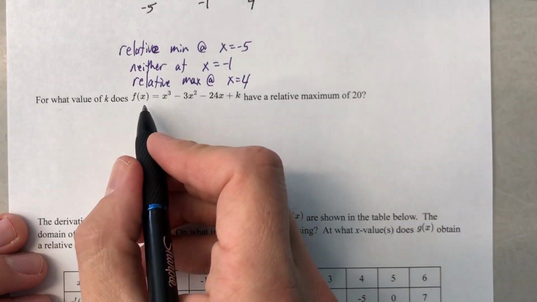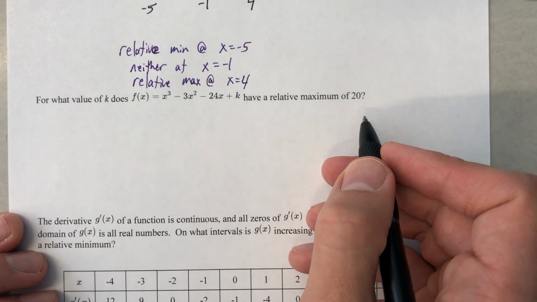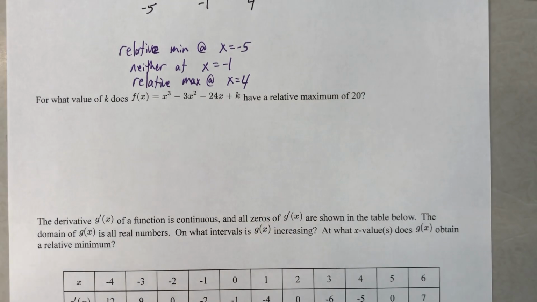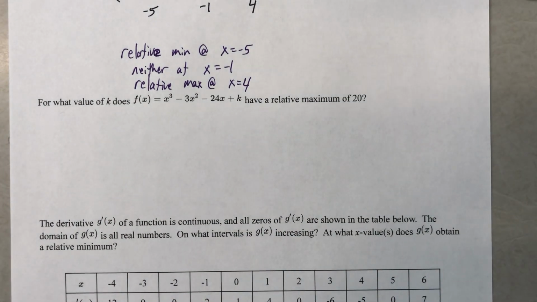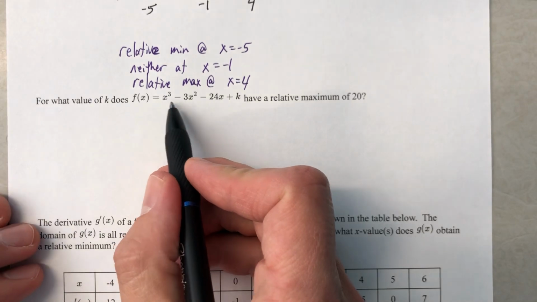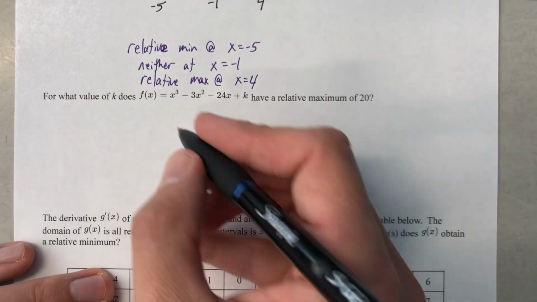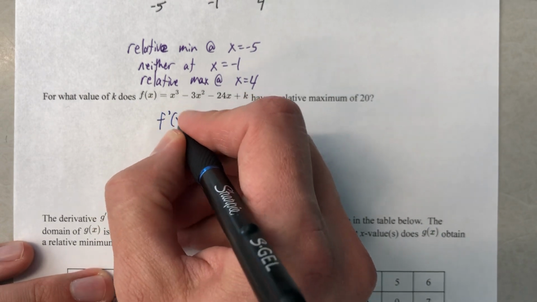For what value of k does this have a relative maximum of 20? Ooh, okay. I don't know. Well, maximums and minimums occur where the derivative equals 0 or where the derivative doesn't exist. This derivative is going to exist. It's a polynomial with a constant at the end. Let's just go ahead and take the derivative.